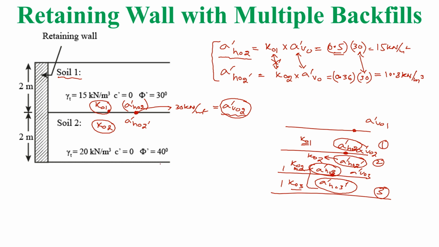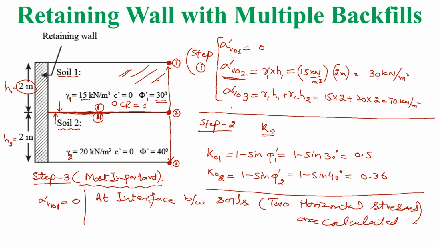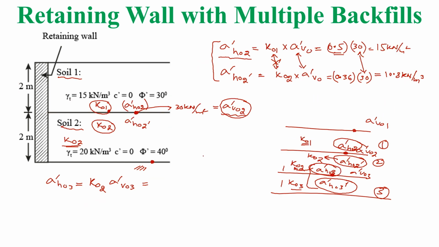There are two stresses. And now coming towards the third point, we will calculate the third horizontal stress, sigma dash H naught 3, that is equal to... See this point, there is no soil below. So this point is the bottom point of soil 2. So we will use K naught 2. This has the coefficient K naught 2 into sigma dash V naught 3. We have calculated sigma dash V naught 3 here, that is 70. So we'll simply multiply 0.36 with 70. This will be equal to 25.2 kilopascals or kilonewtons per meter square.